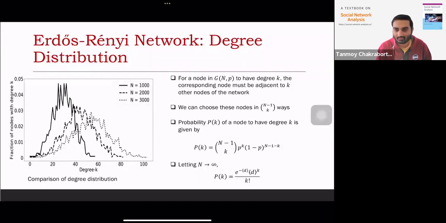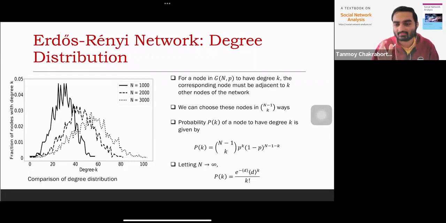But still we need to study this model, because then you will understand what the drawbacks of this model are and how the other models came into the picture to solve some of the drawbacks. Okay, so now let's study.